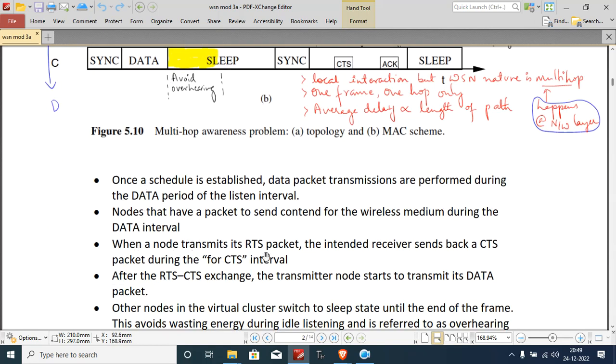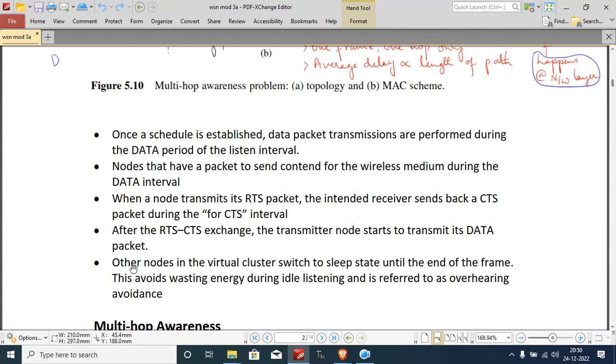When node A transmits its RTS packet, the intended receiver sends back a CTS packet during the CTS interval. After this RTS and CTS exchange, the transmitter node starts to transmit its data packet. Other nodes in the virtual cluster switch to sleep state until the end of the frame, and this avoids wasting energy during idle listening and is referred to as overhearing avoidance.